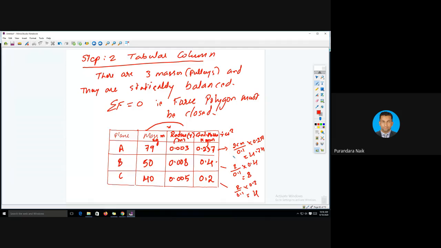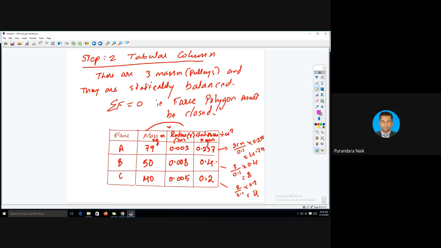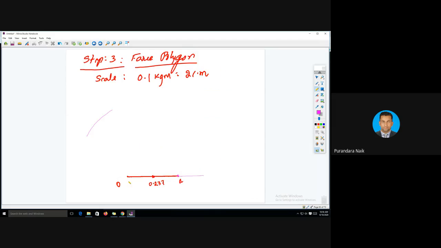Length is 8 centimeter. Take the compass, take 8 centimeter and cut the length from this point. Similarly, the third one is 4 centimeter. Take 4 centimeter from this point and cut the length. We'll get a point here because we don't know the angle, we know the length, right? Now we can join.